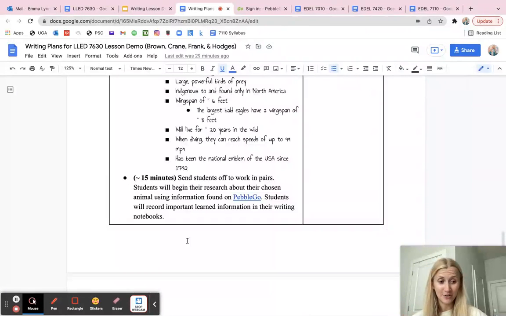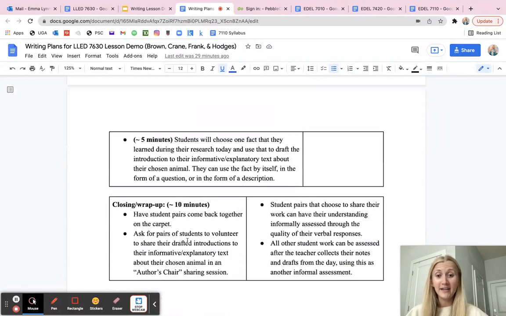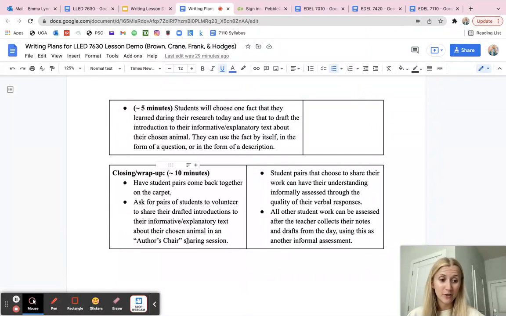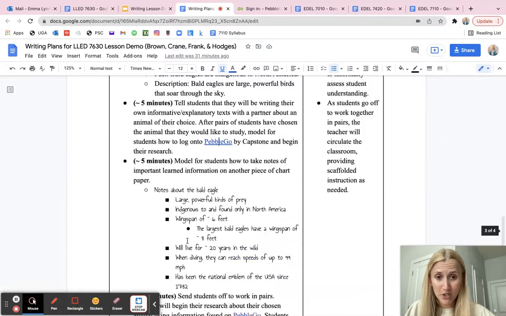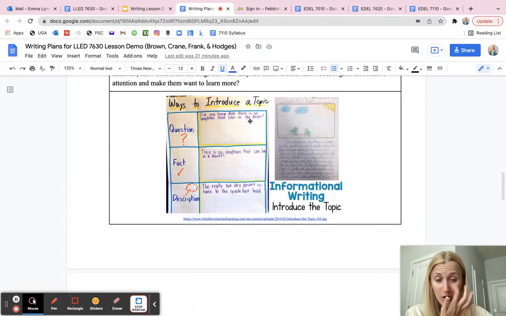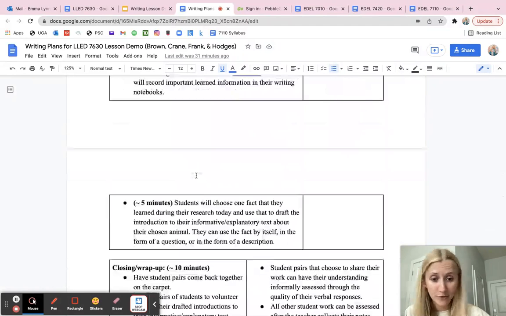And then after modeling that note taking activity for students, you're just going to send them off to work in pairs on Pebble Go. And after they have compiled a decent list of information about their chosen animal, you will tell them to choose one fact that they learned during their research today and use that fact to draft the introduction to their text. So remind them again that they can use the fact by itself. They can use it in the form of a question or in the form of a description, just like on that anchor chart. You can always call their attention back to this, have that always up on the wall as an example for them to refer to.